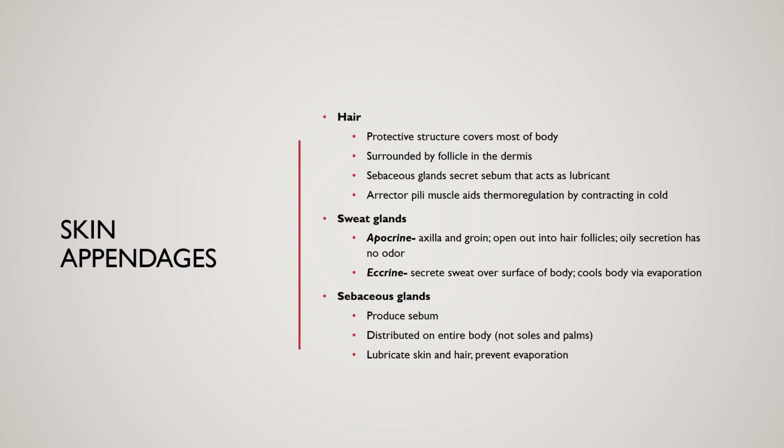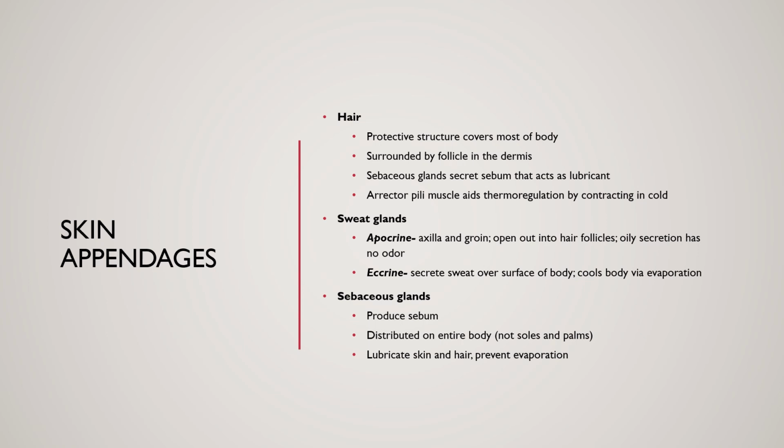All right, then we have something called skin appendages. These are accessories to our integumentary system. One being hair. These are protective structures. They cover most of the body, again, except for the soles of the feet and palms of the hands. They are surrounded by follicles that lie in the dermis. Sebaceous glands are in those follicles, and they secrete sebum, which is a waxy, greasy substance that acts as a lubricant. And the erector pili muscle is what aids in the thermal regulation. That's what gives us our goosebumps when we're cold. It contracts the skin and keeps heat in.